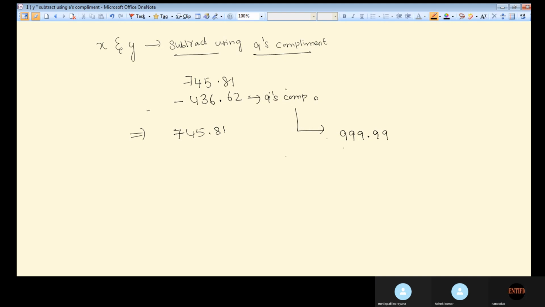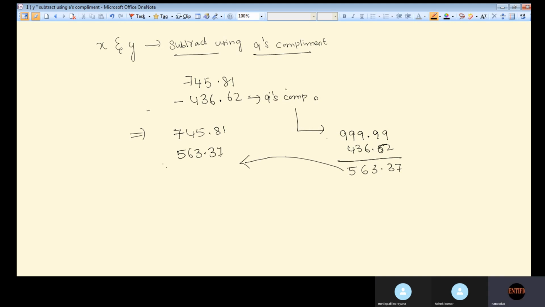So the nines complement of this is 999.99 minus 436.62. So what is the answer you got? I am taking your answer. It is 563.37. So this is nothing but the nines complement of 436.62. This you will put here, 563.37.